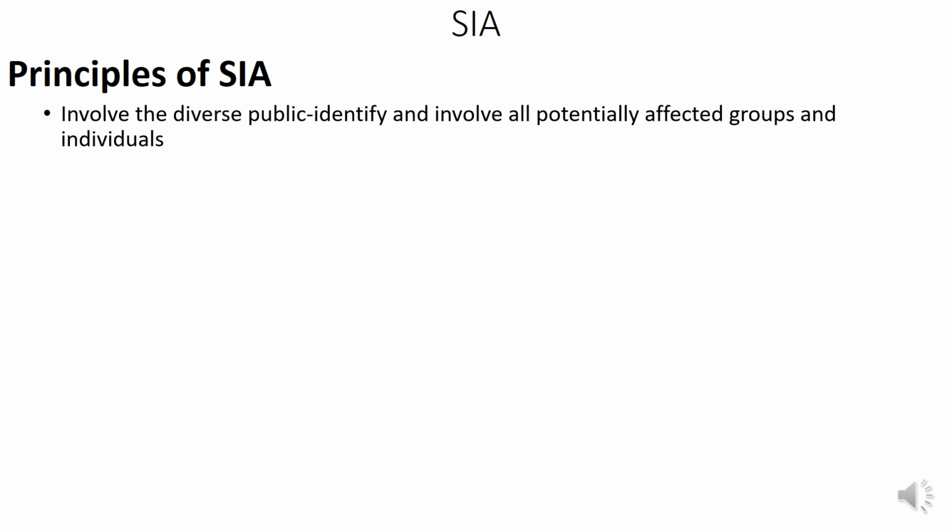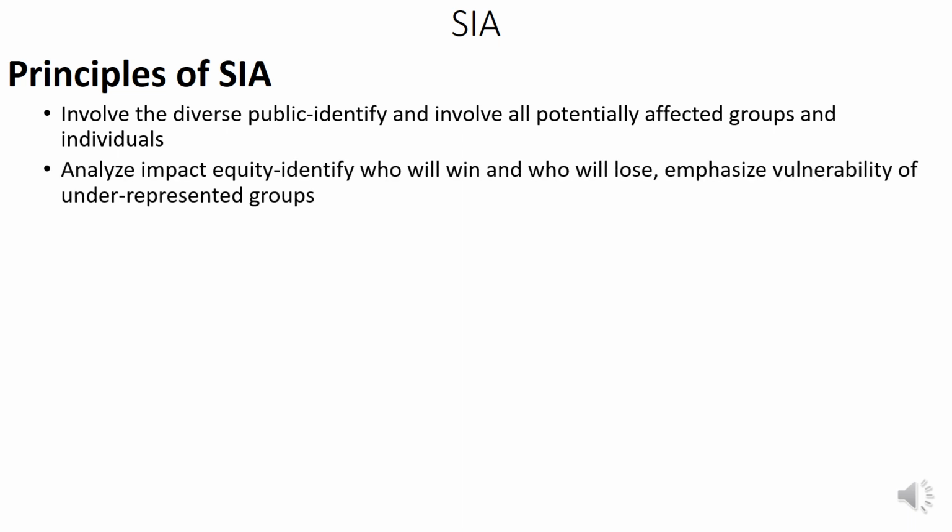One, you have to involve the public in your discourse, identify and involve all the potential and affected groups and individuals, so that whatever you are coming up with is in line with what the people are interested in. Then we also have to analyze the impact equity, identify who will win and who will lose once these projects have been implemented. And normally here you have to emphasize more on the vulnerability of the underrepresented groups.